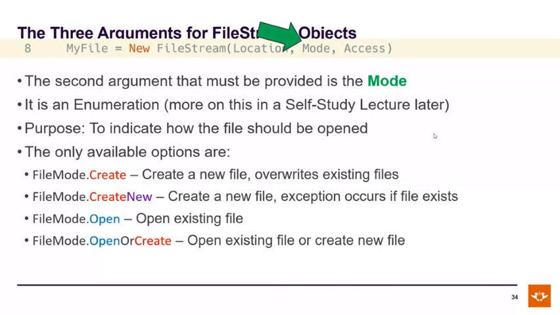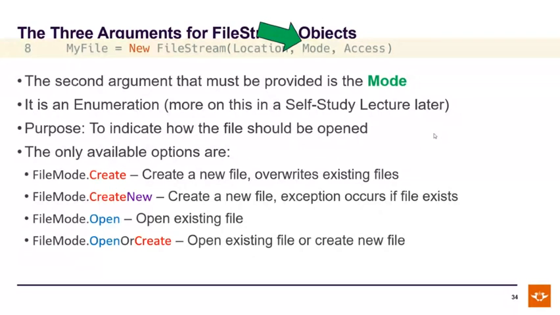The purpose is to indicate how the file should be opened. Now, the intended mode is very important because if a file does not exist, one must be created. And there's a reason why there's a description for this as well. So the only available options are FileMode.Create: create a new file, overwrite existing files. So if a file of the same name exists, it will override that file. FileMode.CreateNew: create new file, exception occurs if file exists.